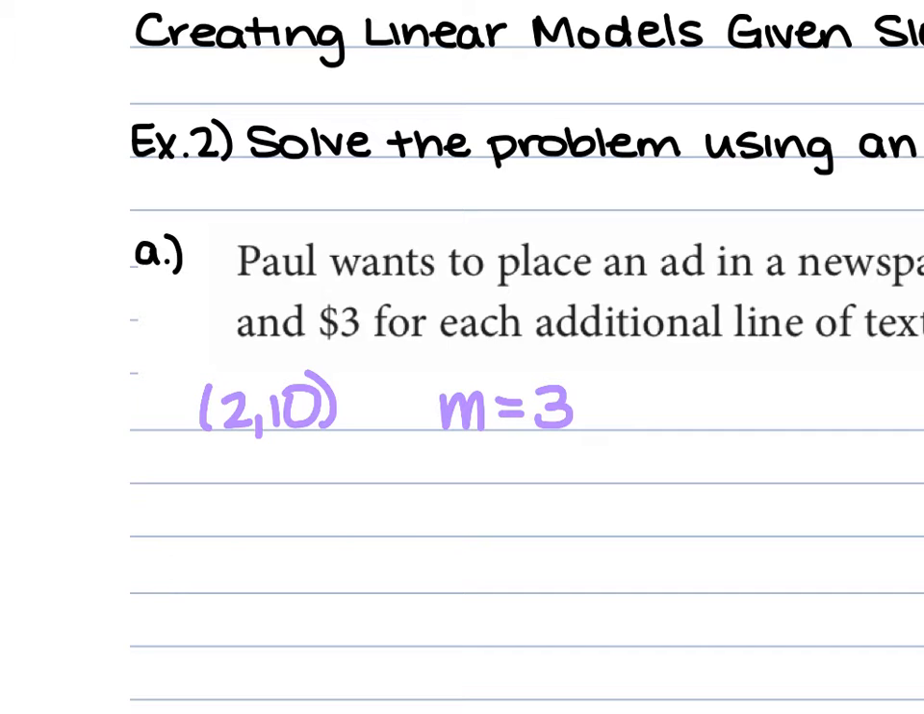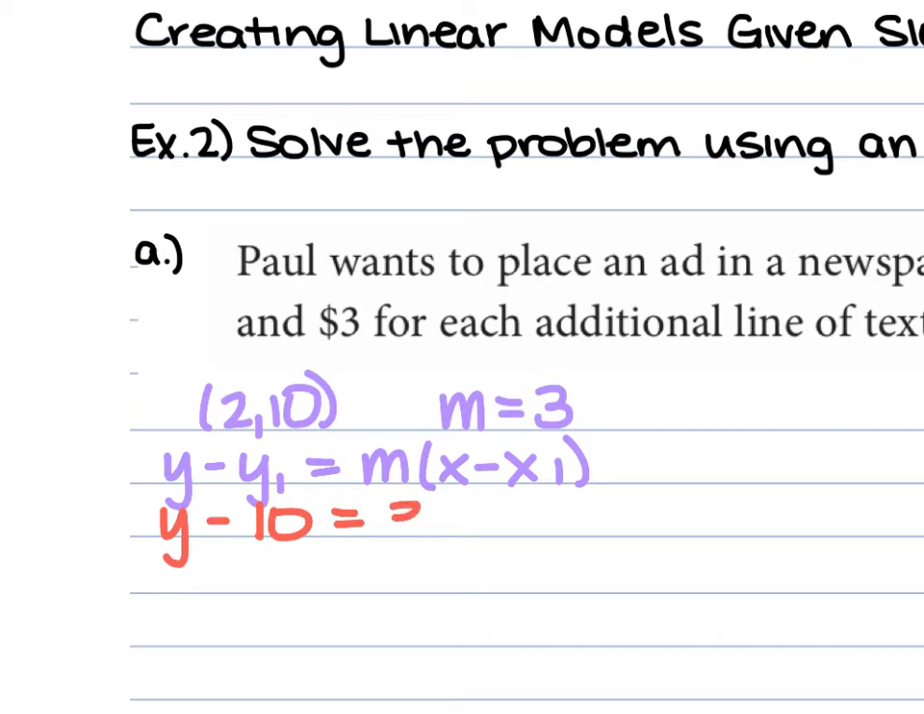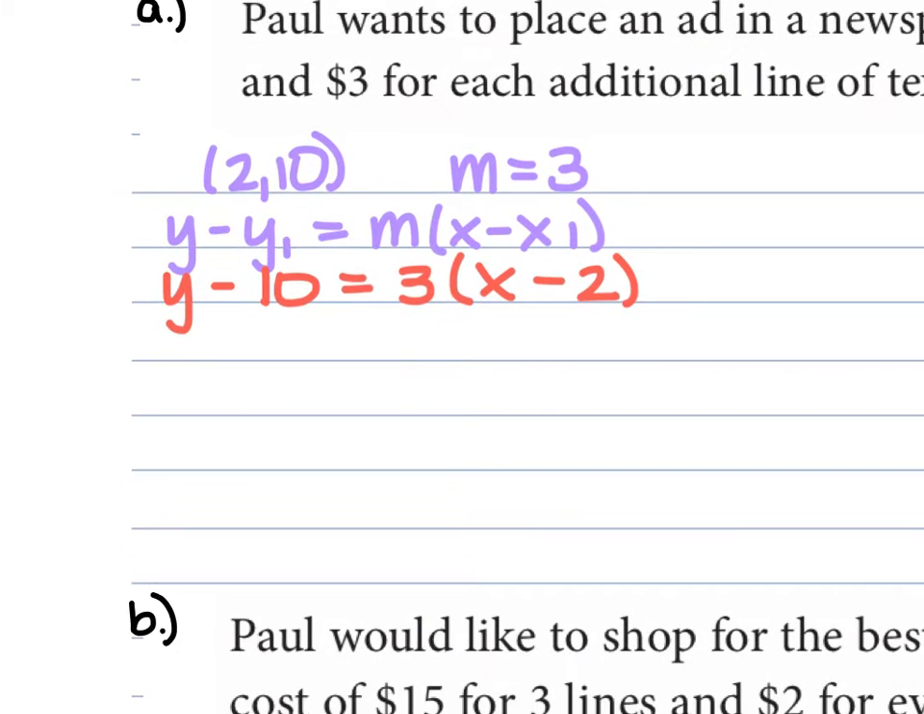And again, we're going to be using the formula y minus y1 is equal to m times x minus x1. So from here, this is going to give us y minus y1, which is 10, is equal to m, which is 3, times x minus x1, which is 2. We want to know how much an ad will be for 8 lines. So that 8 is what our x will be, and we're going to solve for y. So here, we're going to use that x is equal to 8.